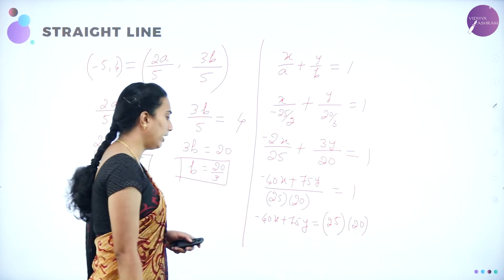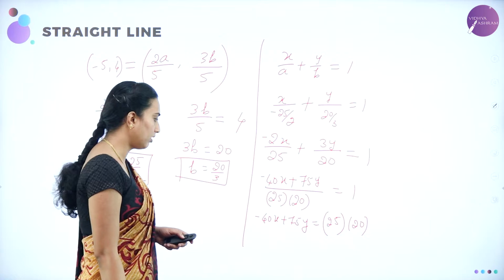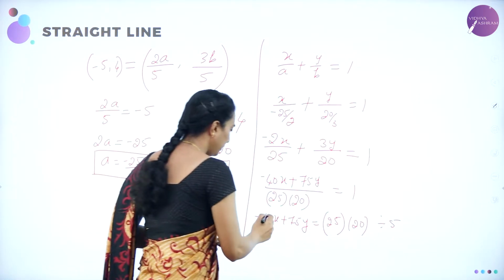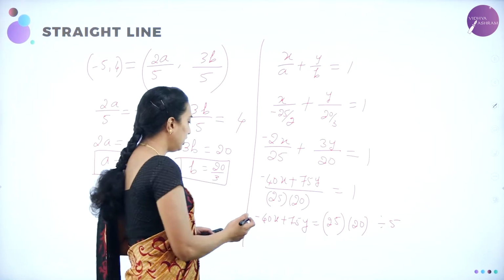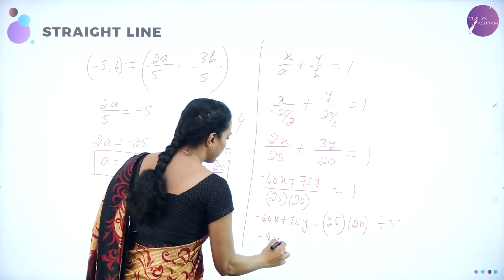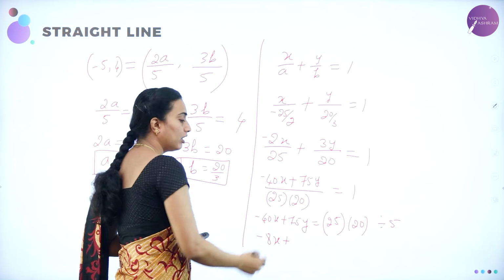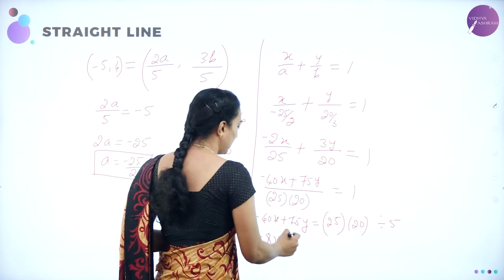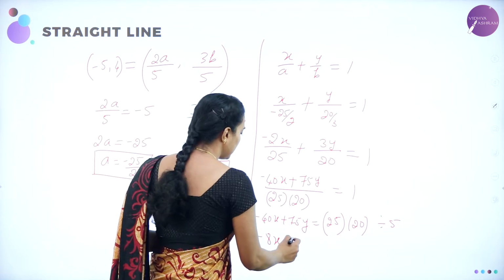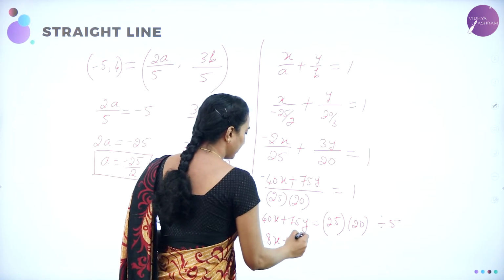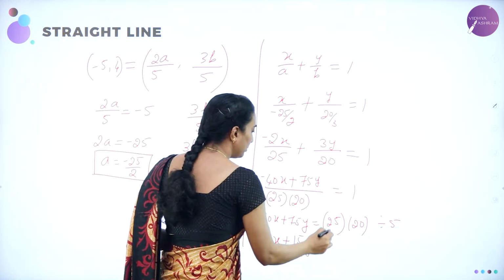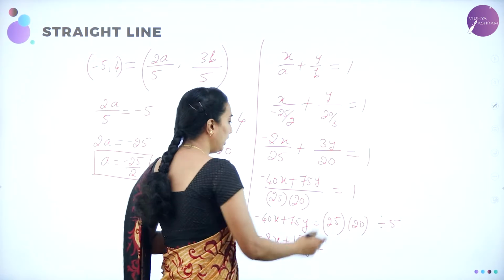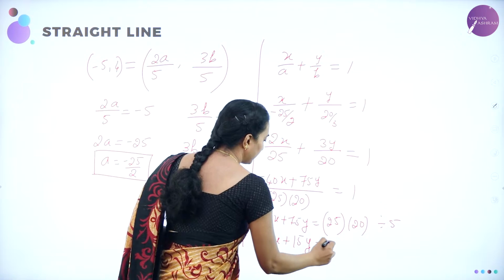If you want, you can divide throughout by 5 here. Divide throughout by 5. So 8 5s are 40, so minus 8x plus 5 15s are 75, that is 15y, is equal to 5 5s are 25, so 20 into 5 is nothing but 100.